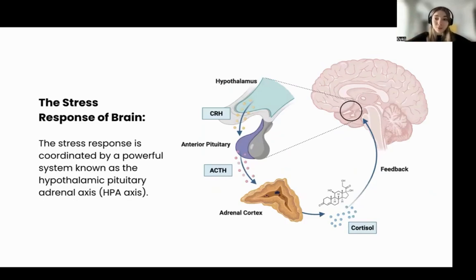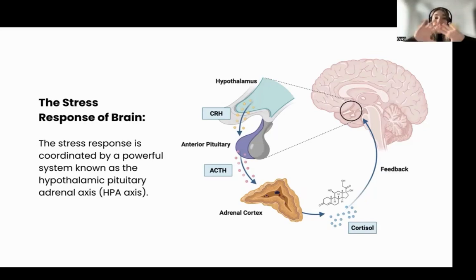So what is the stress response of the brain? How is the stress response generally triggered, and when do we see the response? This diagram illustrates the HPA axis, which is the hypothalamic pituitary adrenal axis, shortened as HPA axis. And this axis coordinates the stress response in the brain. So when a stressor is detected, the CRH that you see here is released from the hypothalamus, which stimulates the anterior pituitary to release the ACTH hormone. And then it acts on its target organ, which is the adrenal cortex. So this is again the loop that we see when there's a stress response.